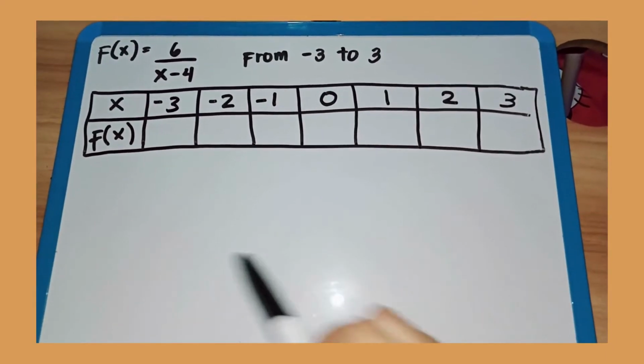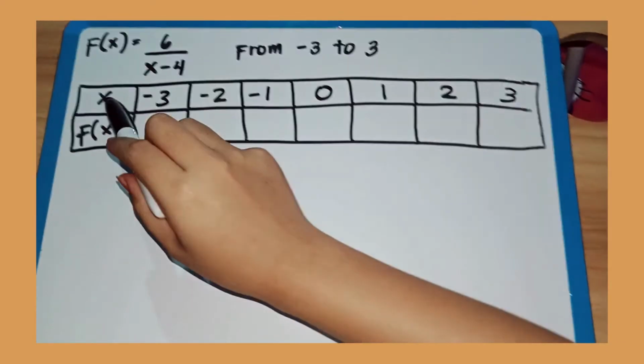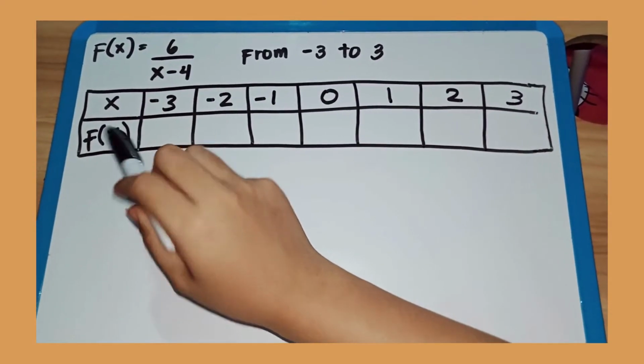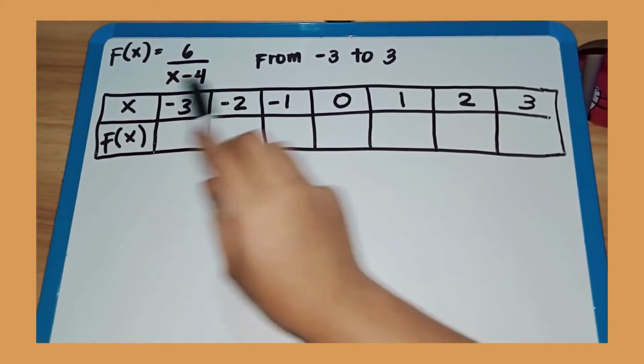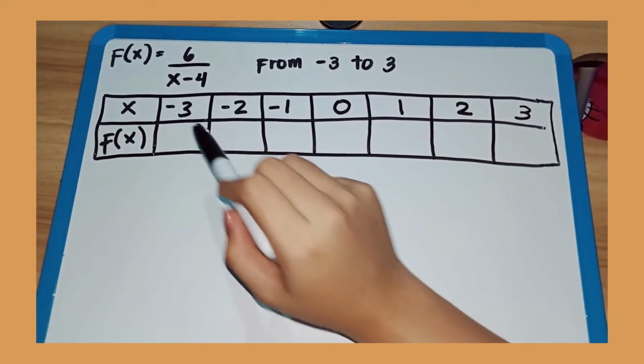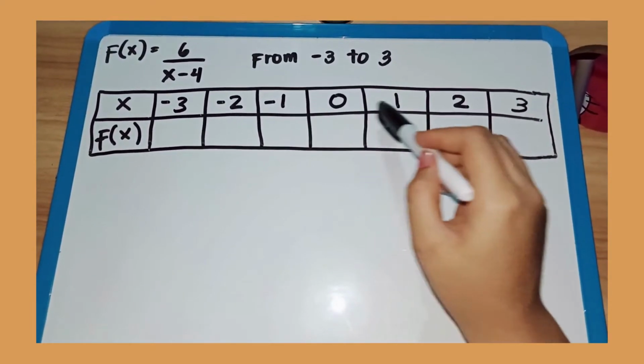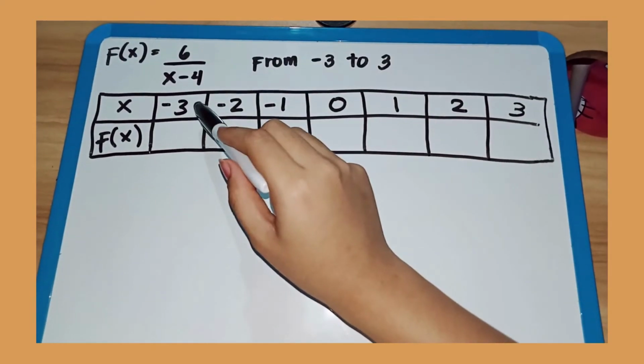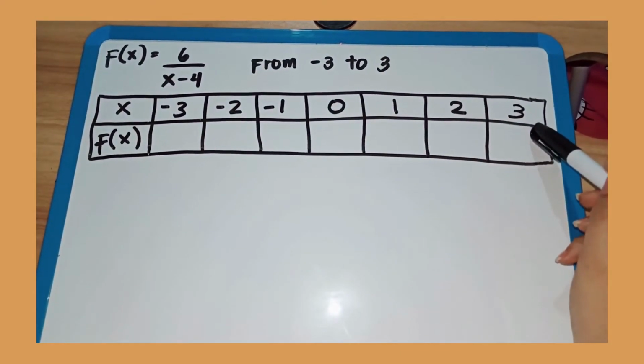So ito yung example ng table of values. This is x and this is f of x. Yung x natin, nagre-range from negative 3 to 3. Kaya meron siyang negative 3, negative 2, negative 1, 0, 1, 2, 3. Nag-start sa negative 3 at natapos sa positive 3.